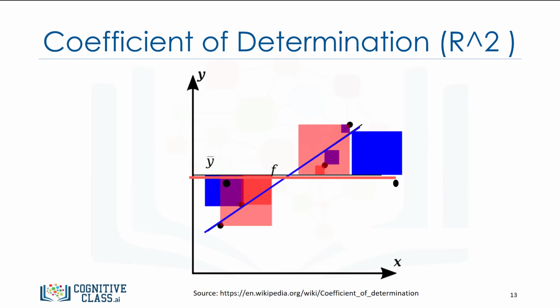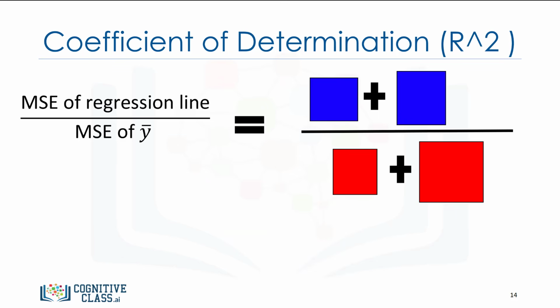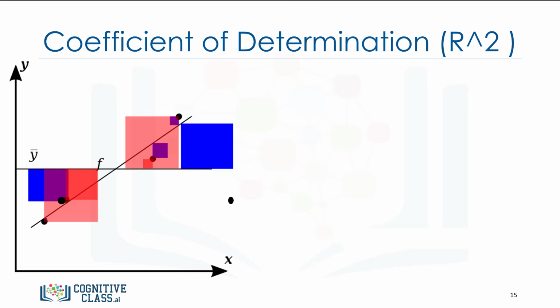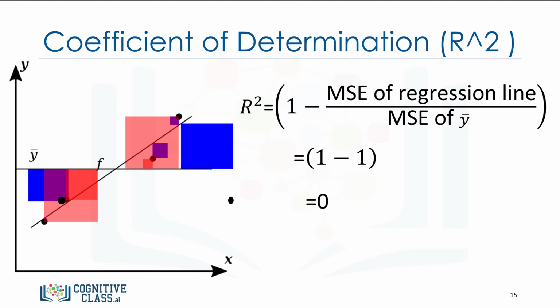Here is an example of a line that does not fit the data well. If we just examine the area of the red squares compared to the blue squares, we see the area is almost identical. The ratio of the areas is close to 1. In this case, the R-squared is near 0. This line performs about the same as just using the average of the data points. Therefore, this line did not perform well.